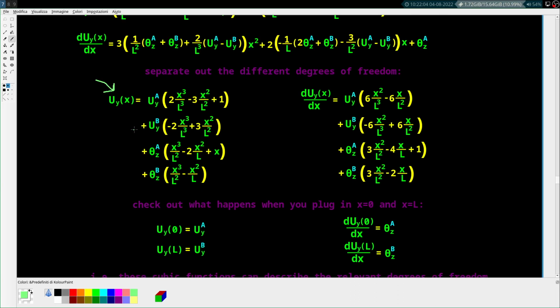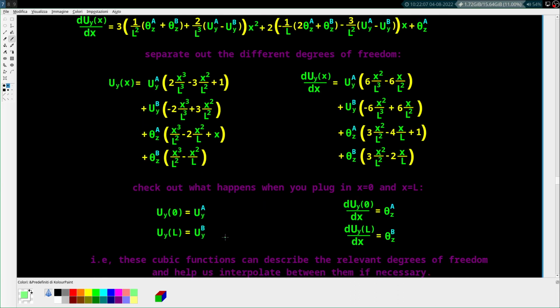And by the way, if you were to plug in x equals 0 in this equation, what would you get? If you're at node A, and you plug in 0 in this equation, which is x equals 0, what does that mean? Well, that means that this is uy at 0. That is just this, right? And if you plug in L, just this. And you'll see that if you plug it in, that comes true. And if you plug in 0 and L in this equation, you'll get this and this. That means that our expressions here work.